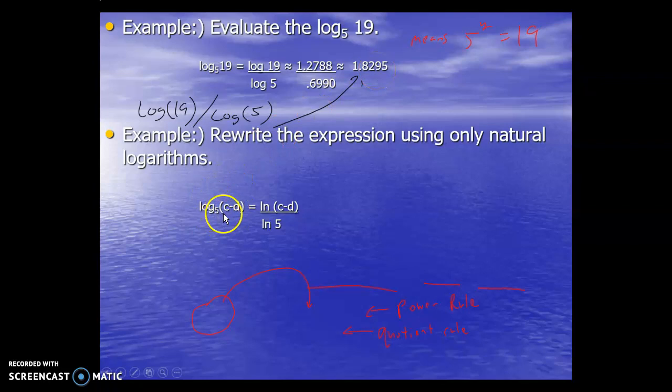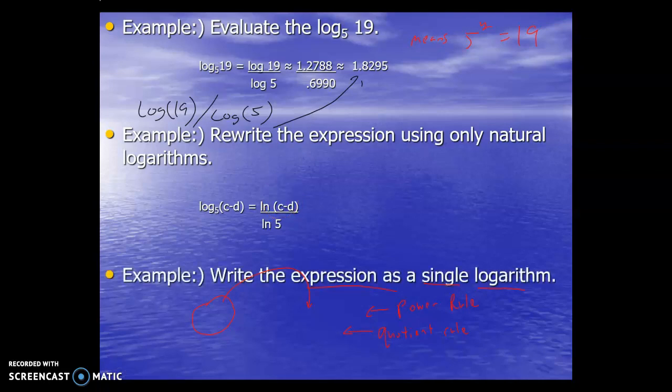But here we're doing something else. We're rewriting log base 5 of c minus d. So it'd be natural log of c minus d divided by the natural log of 5. And then you might be wondering if you could distribute here. No, you cannot distribute a natural log into a quantity. Remember, you cannot distribute functions. You can only distribute numbers. All right, so that's it for that one.